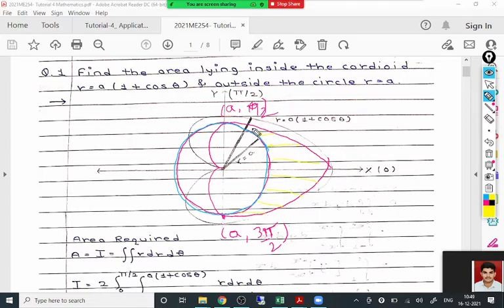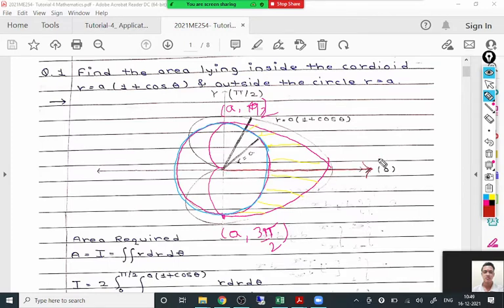But remember, all the examples of cardioid you have to solve with the help of symmetry, because if you do not use symmetry, your limits will become from 0 to 2 pi only, and whenever you get that type of limits, many times you get the answer as 0 only. So better use symmetry. So can you tell me where we should use symmetry here? So you can integrate from 0 to pi by 2 and double it.